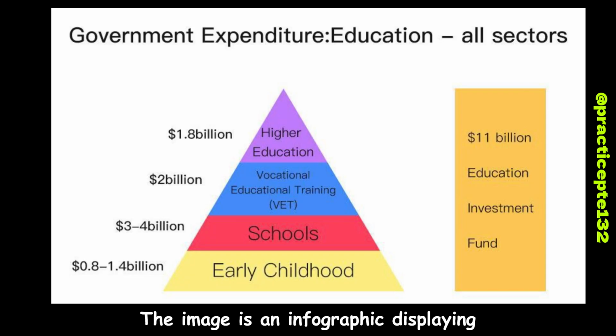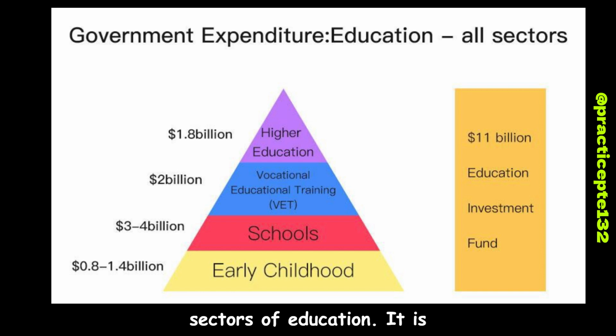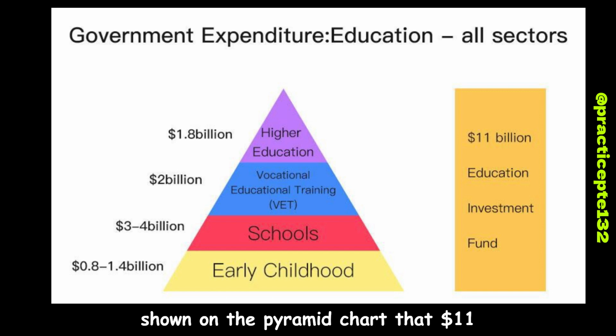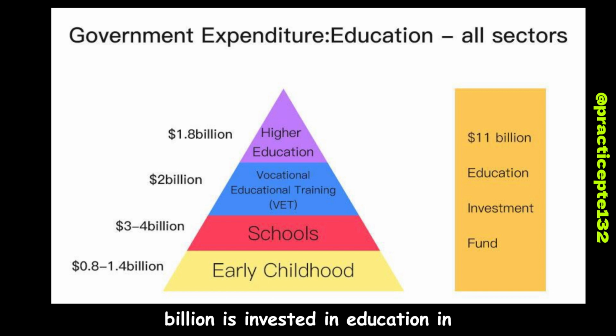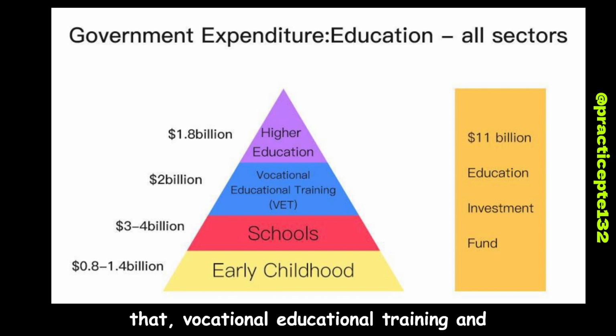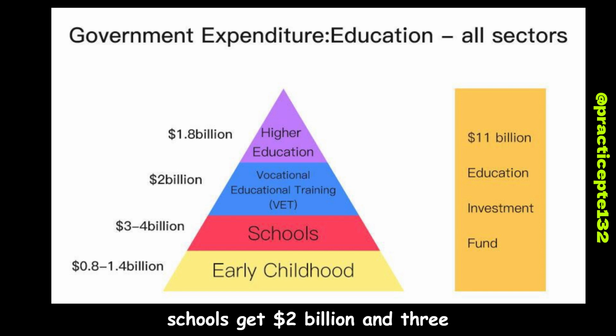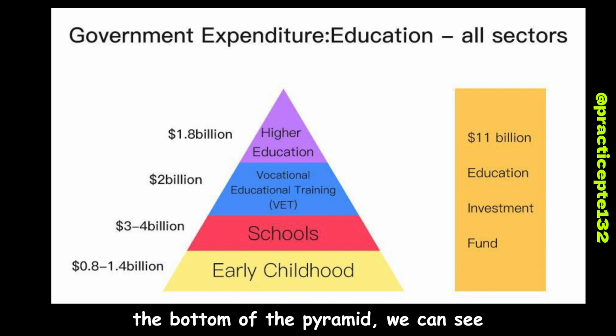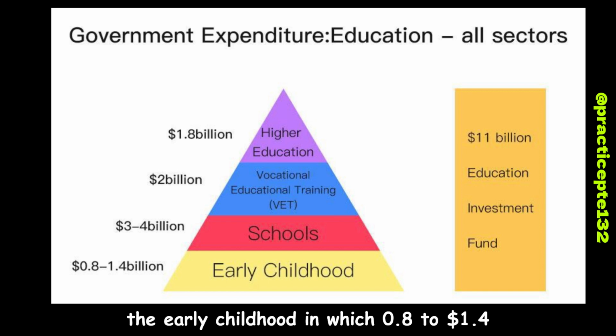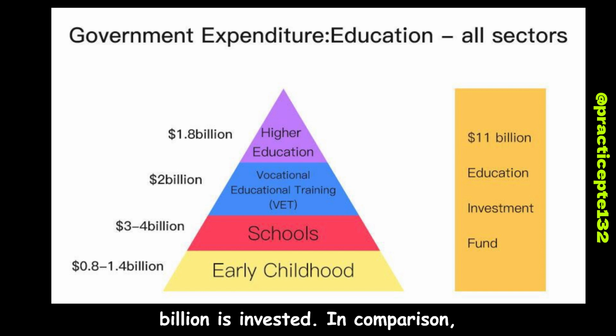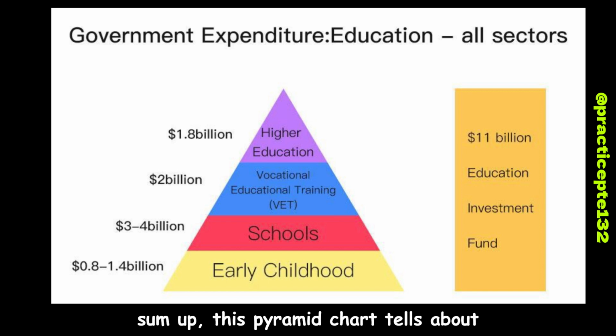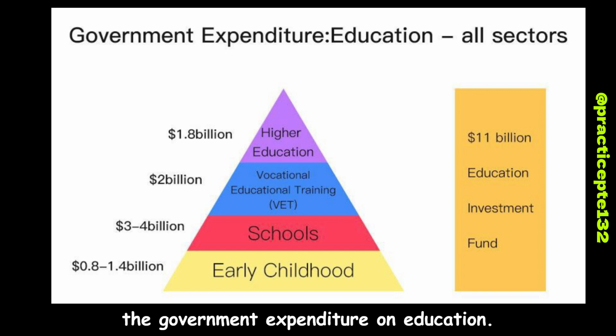The image is an infographic displaying government expenditure in different sectors of education. It is shown on the pyramid chart that $11 billion is invested in education in total. At the top of the pyramid, higher education has $1.8 billion invested in it. After that, vocational educational training and schools get $2 billion and $3 to $4 billion respectively. At the bottom of the pyramid, we can see the early childhood in which $0.8 to $1.4 billion is invested. In comparison, schools get the most investment, while early childhood, the least. To sum up, this pyramid chart tells about the government expenditure on education.